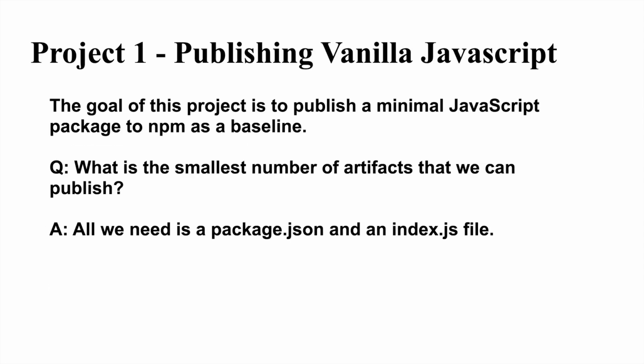Project 1 identifies the absolute minimum required for publishing. All we need is a package.json and an index.js. The package.json is so simple that we will not even use npm init to start the project. Let's take a look at the minimum required to publish a vanilla JavaScript function.